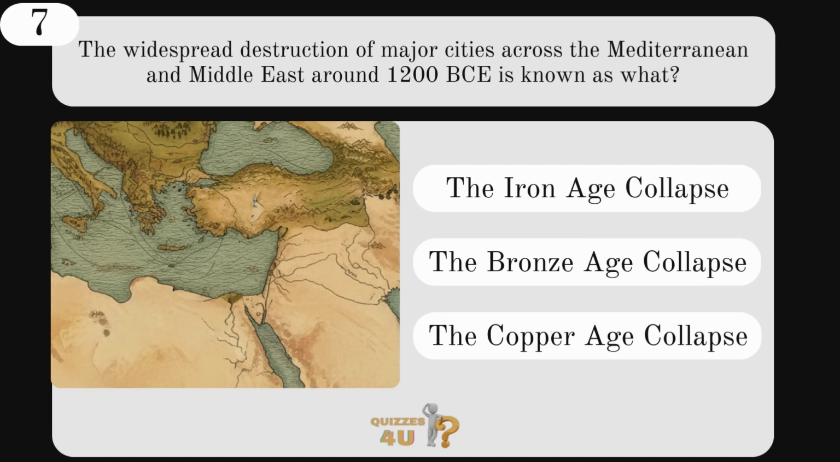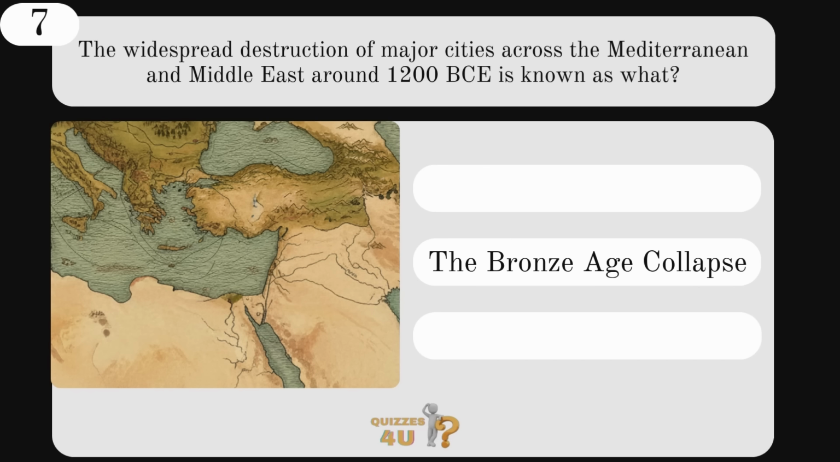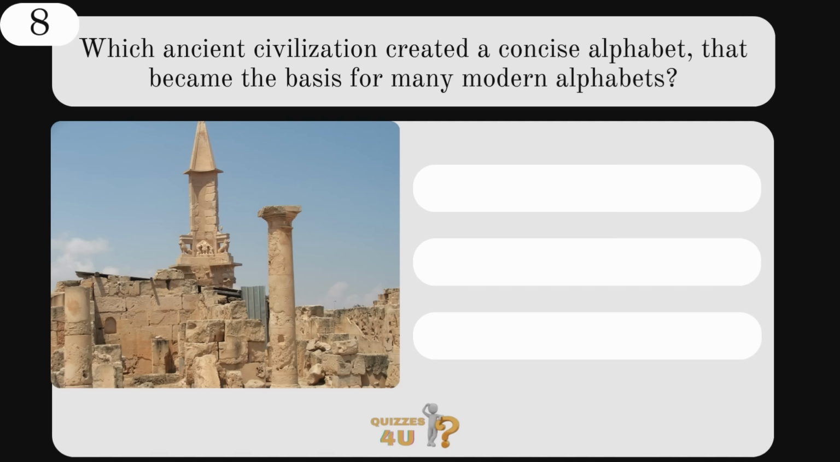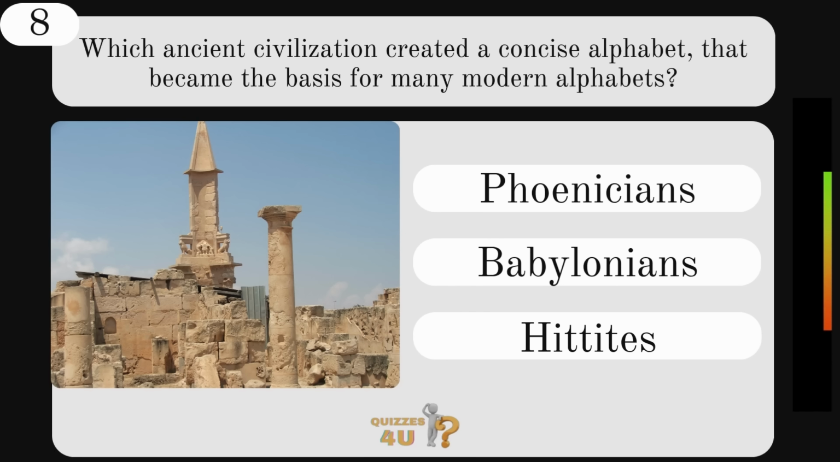The widespread destruction of major cities across the Mediterranean and Middle East around 1200 BCE is known as what? The Iron Age, Bronze Age, or Copper Age collapse? That was the Bronze Age collapse. Which ancient civilization created a concise alphabet that became the basis for many modern alphabets? The Phoenicians, Babylonians, or Hittites?